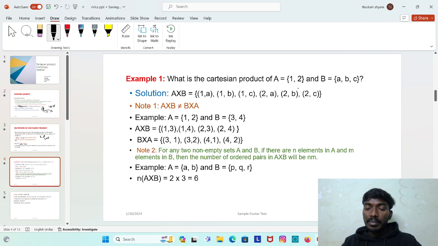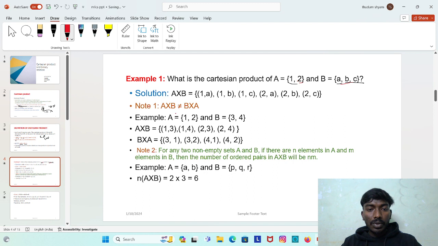Here the solution: we are finding the Cartesian product A × B. Each element of A is paired with each element of B, like 1 with a, b, c. After 1, we consider 2 with a, b, c. Here we have to remember that A × B is not equal to B × A.